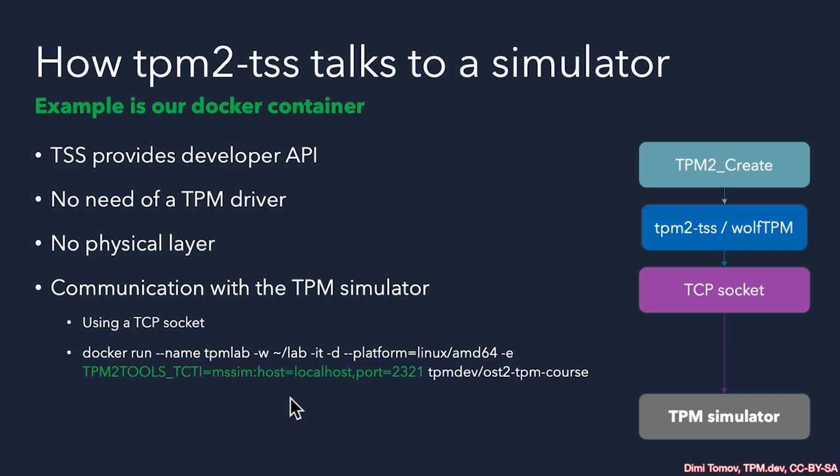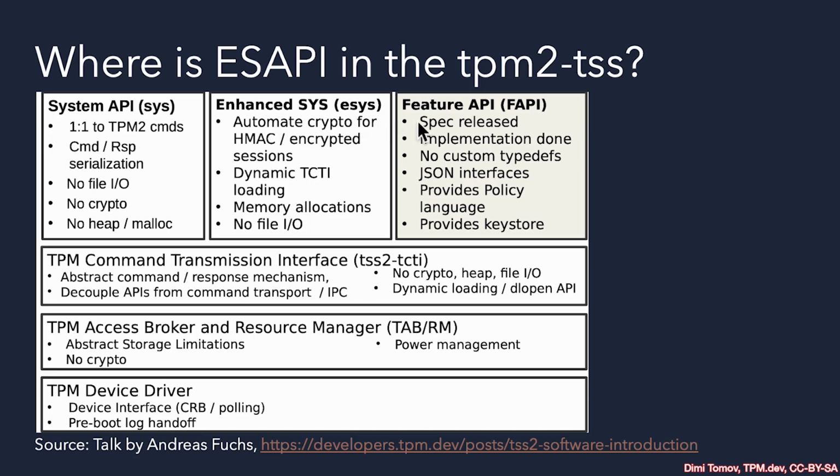On which port are we going to find that simulator? Usually, SAPI, eSAPI, and FAPI are visualized one over another, right? Because eSAPI builds on top of SAPI and FAPI builds on top of eSAPI. I do like this visualization a bit better because we also have on the diagram the TSS2 TCTI, which handles all that communication with the TPM drivers or with the socket and so on.